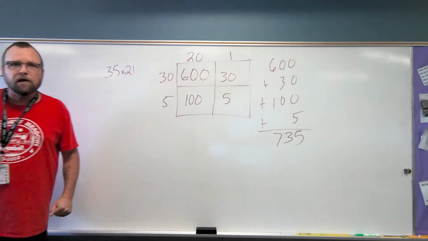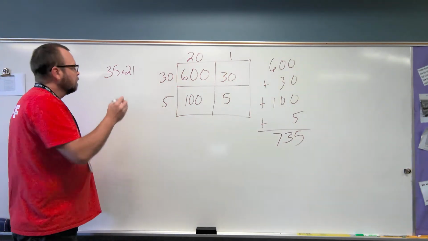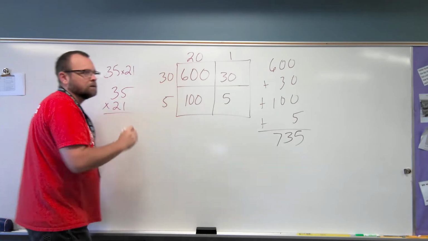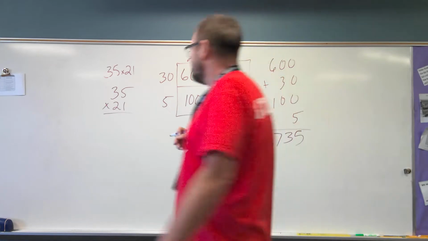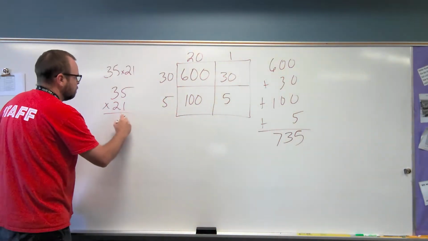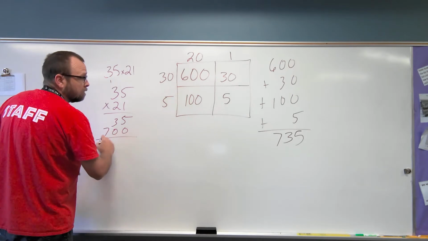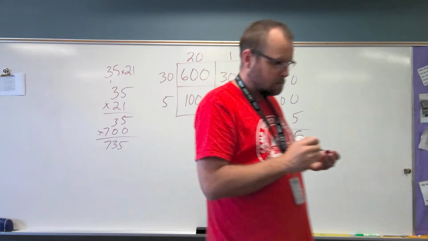Now, I like to check that with the standard algorithm. 35 times 21, and we're not talking about the standard algorithm yet, so just chill, folks. You don't have to yell at me all the time. And we get 5, 3, 0, 0, carry 7. So we got 735. So we did it right.